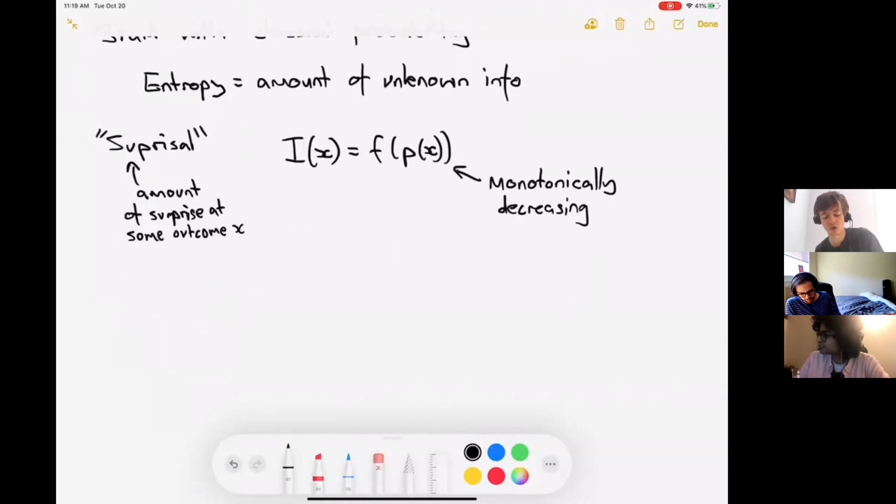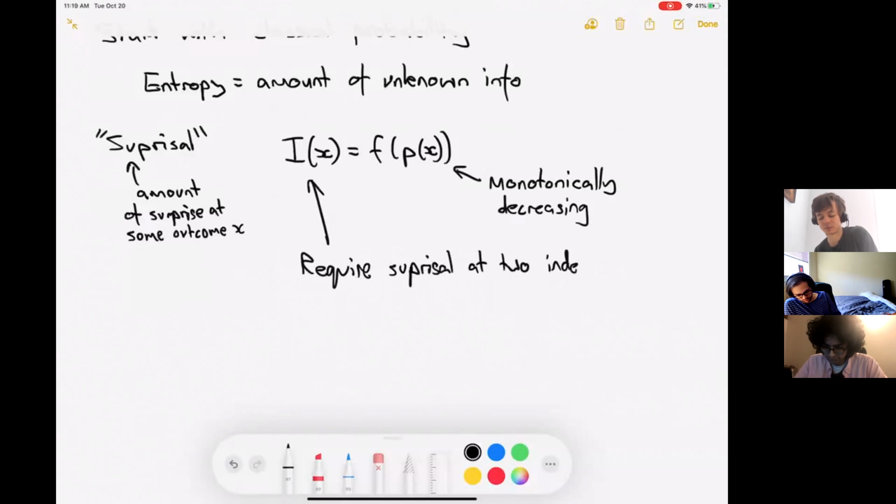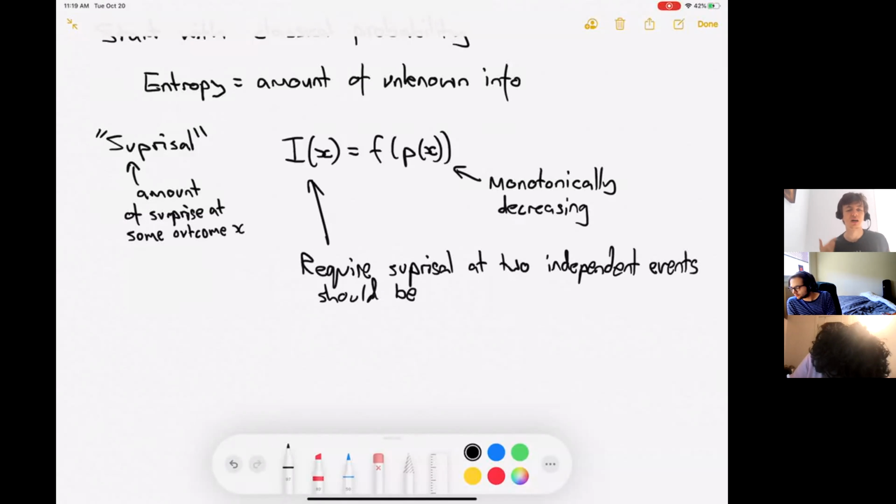But we're going to require one more condition, which is that surprisal at two independent events happening should be just the sum of your surprise at thing A happening and your surprise at thing B happening. Okay? So just the sum of the individual surprisals. Yeah, that's a very reasonable condition to put on what it means to experience a certain amount of surprise.